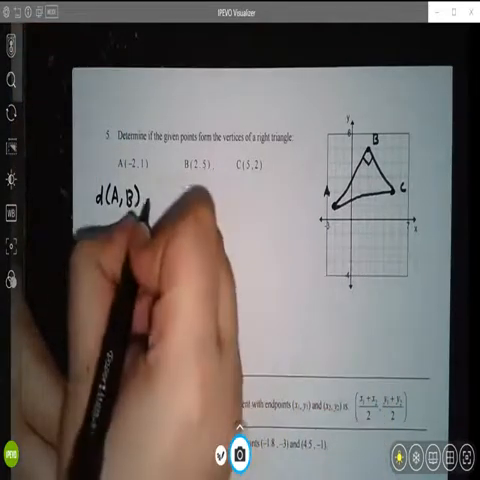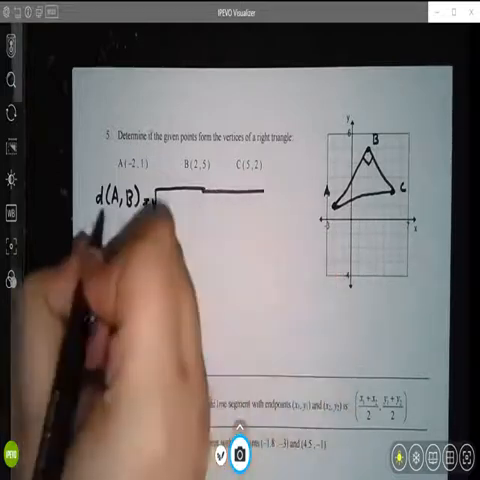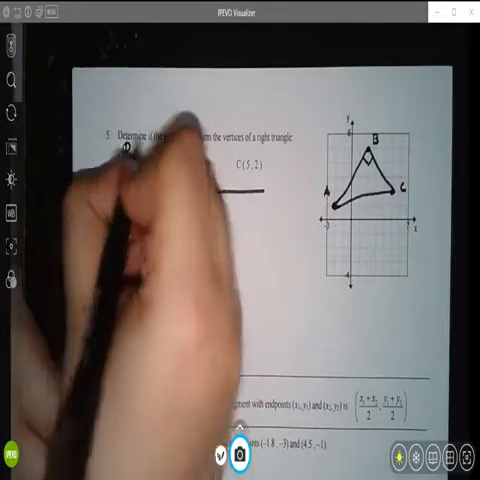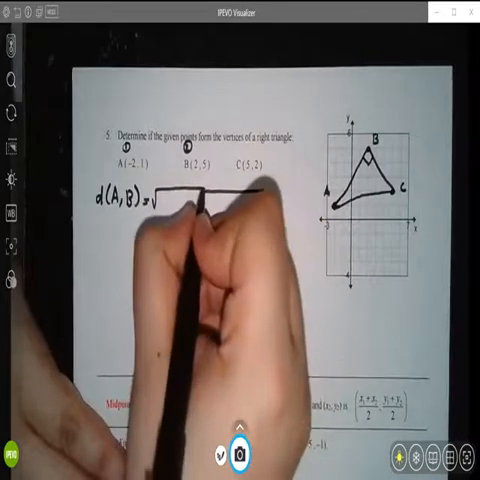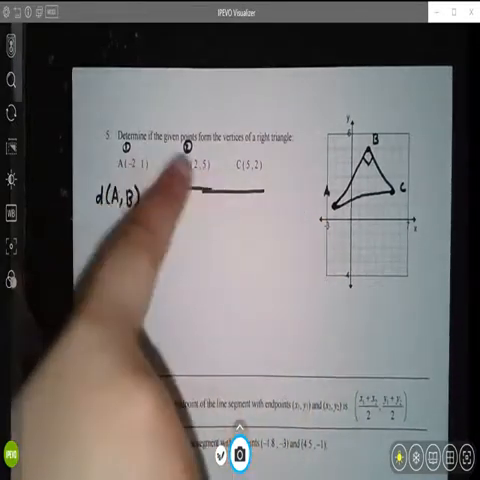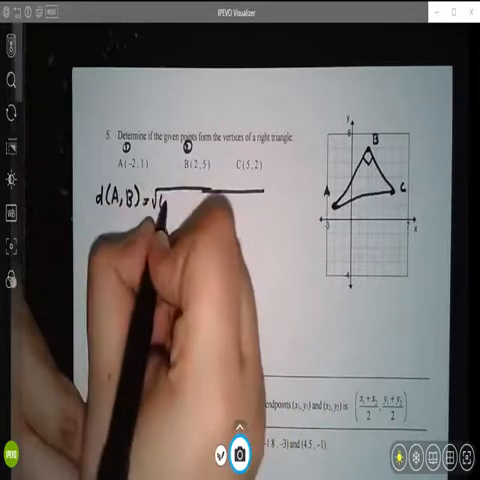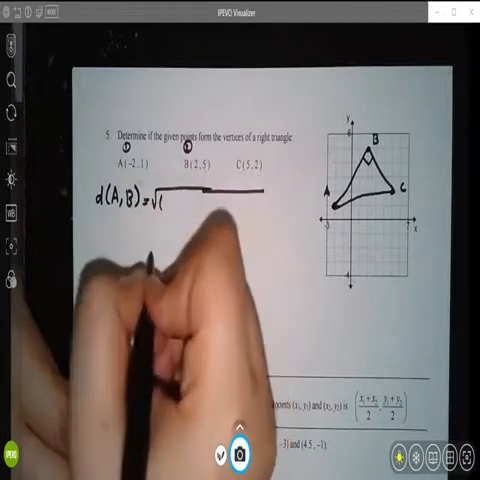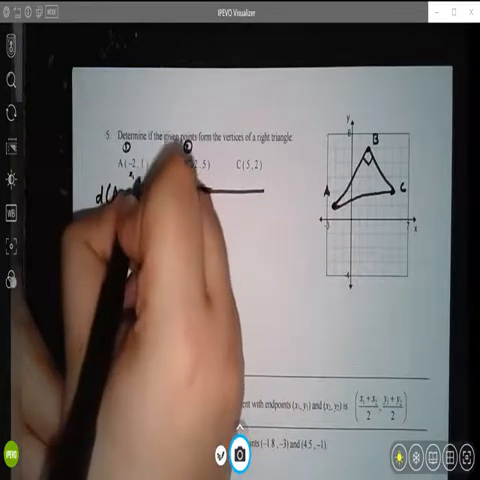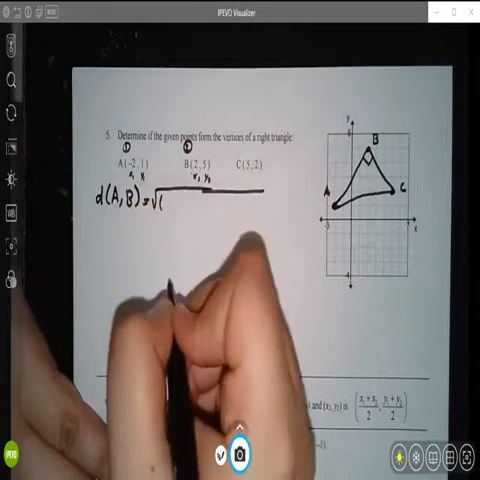Okay? Which is what? Square root of. Now, according to this order, this is number 1, and that's number 2. You can flip, that's fine, but make sure you're using A and B. All right? So let's start. You have -2 and 1, and you have 2 and 5. This is my x1, y1, x2, y2.